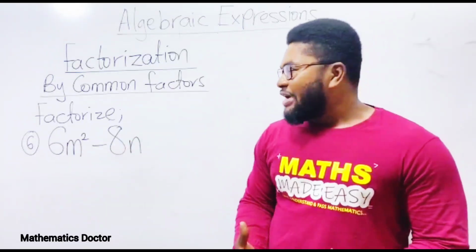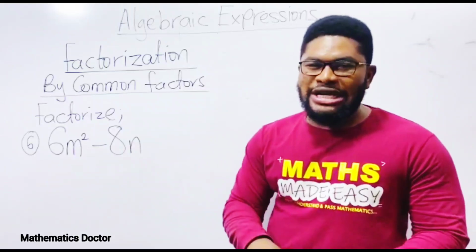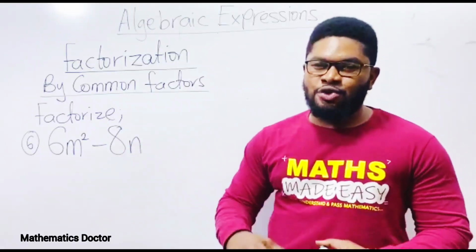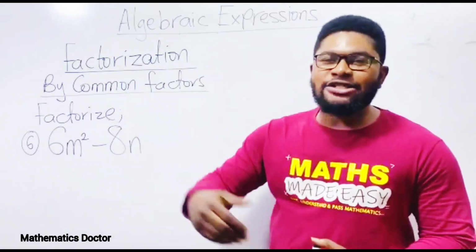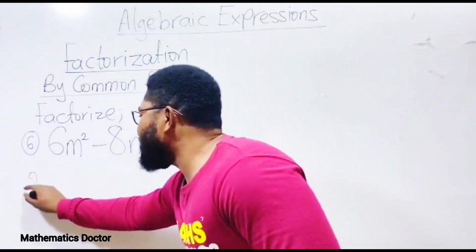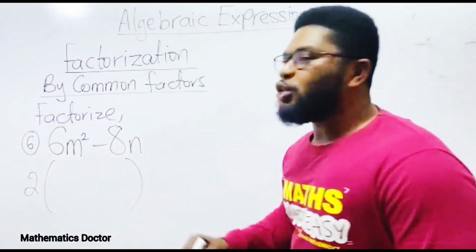Or if you check the common factors for 6, you have 2 in there, and the common factors of 8, you have 2. But 2 will be their highest common factor. So 2 will come out. Open and close the bracket.